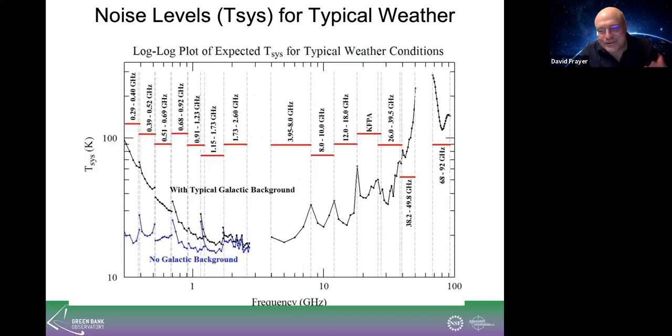This shows the system temperatures across the band for the different receiver bands. It goes up at high frequency. This is due to the atmosphere. And this is the galactic background at very low frequency, but we'll be down here. We'll be observing at L band. So we can do anything from L band up to the KFPA.